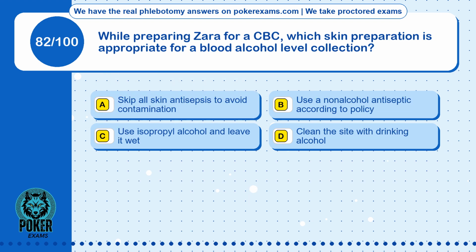Question 82. While preparing Zara for a CBC, which skin preparation is appropriate for a blood alcohol level collection? Option A. Skip all skin antisepsis to avoid contamination. Option B. Use a non-alcohol antiseptic according to policy. Option C. Use isopropyl alcohol and leave it wet. Option D. Clean the site with drinking alcohol.